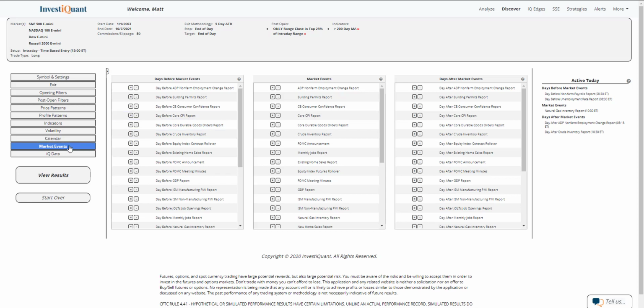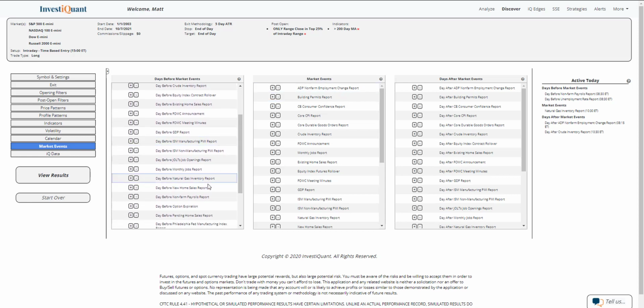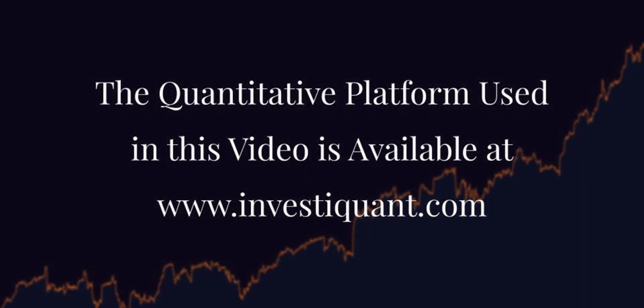All right, so lastly, the market events library. I'm going to grab day before non-farm payrolls from the day before events library here, and I'm going to hit equals right there. Day before non-farm payrolls report. You can see it's been added to the test. Now I can click view results. All right, here we go.